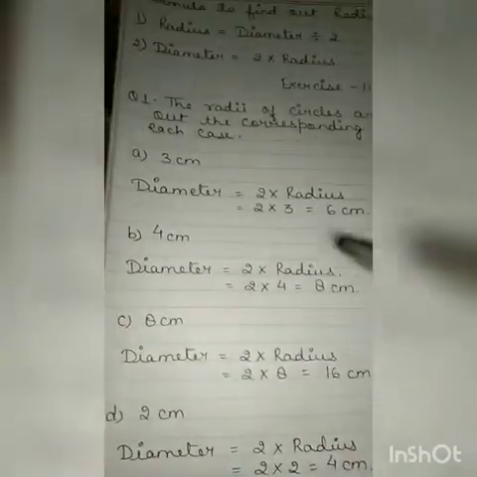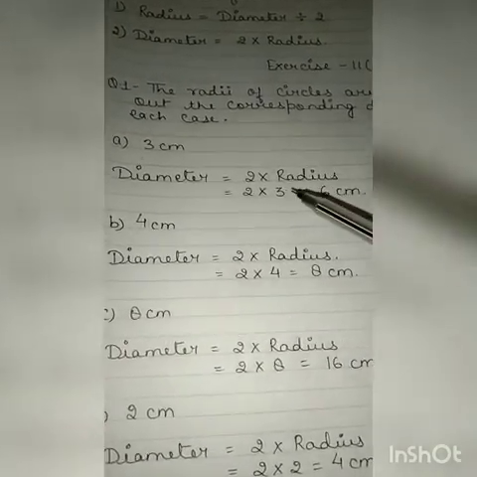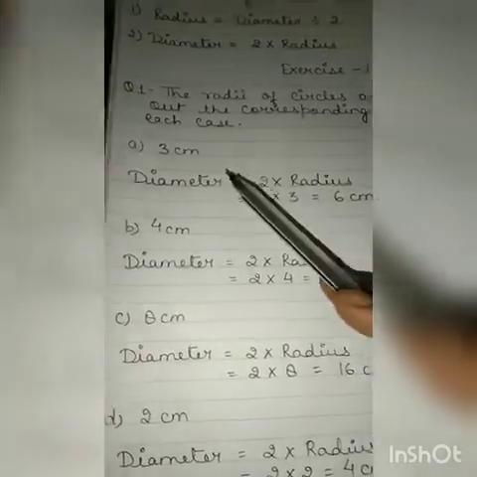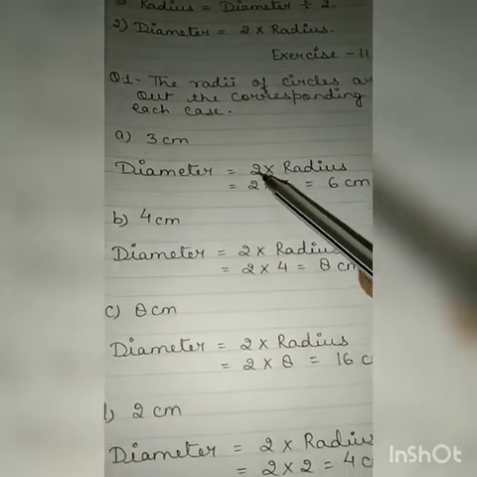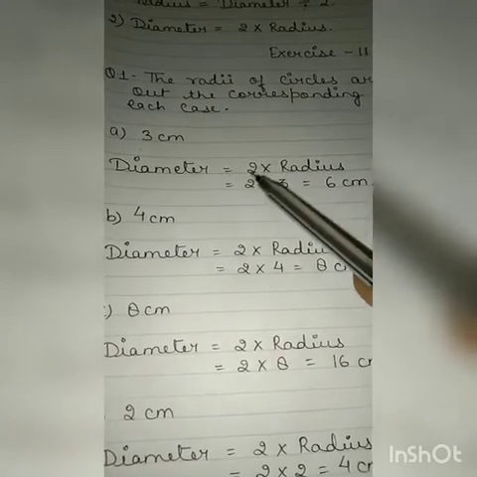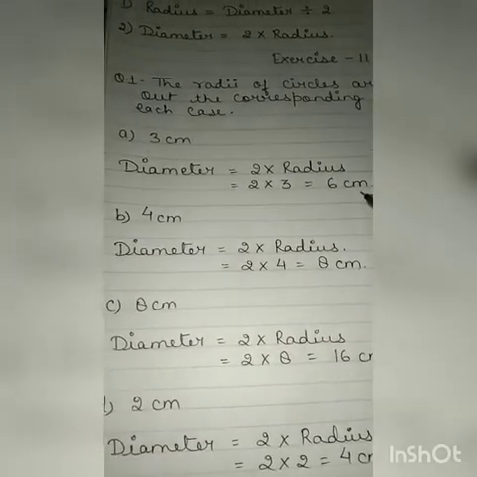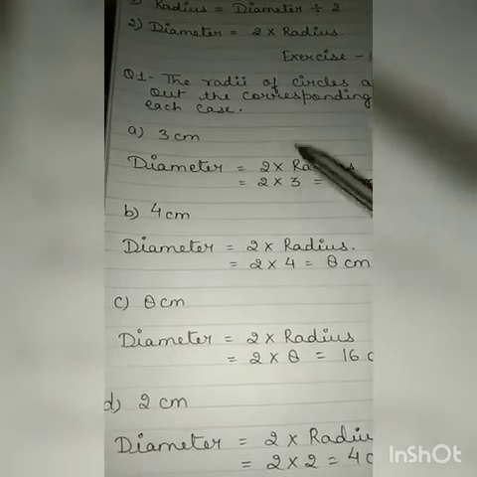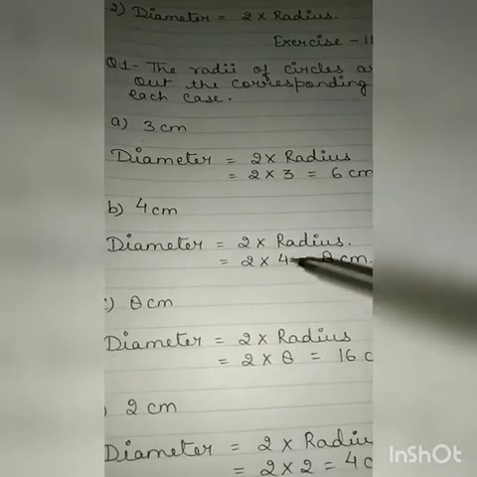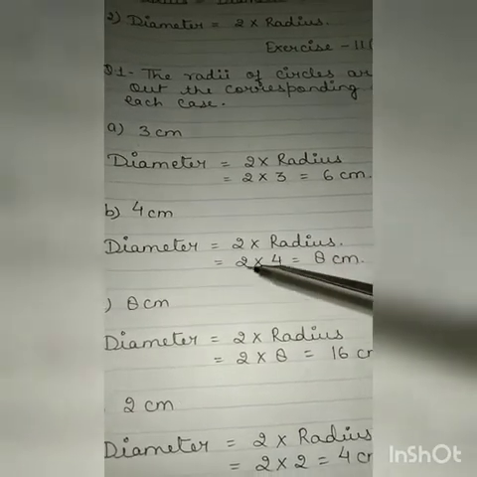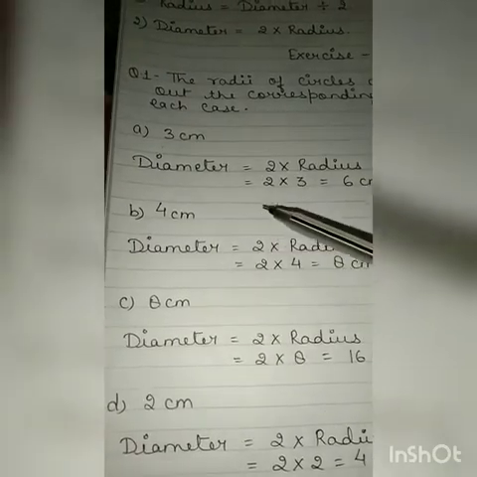Once again I am explaining these questions. You have to find out the diameter in this question, and the radius are given already. So first question is 3 centimeter. You will multiply 3 with 2, right, because it is given in the formula only. So 2 multiplied by radius, so 2 3s are 6 centimeter is the diameter of question number A. Then 4 centimeter is given. Again 2 multiplied by radius, 4 you will put in place of radius. 2 4s are 8. 8 centimeter is the diameter of question number B.